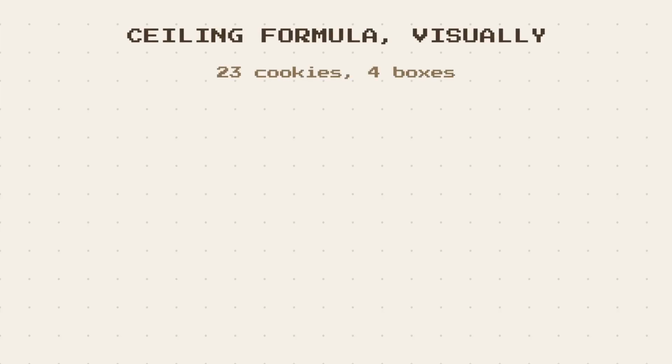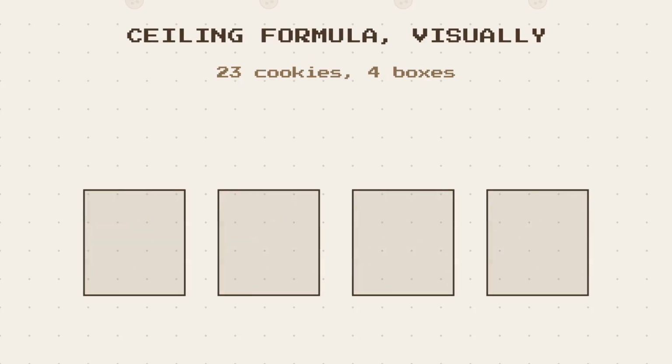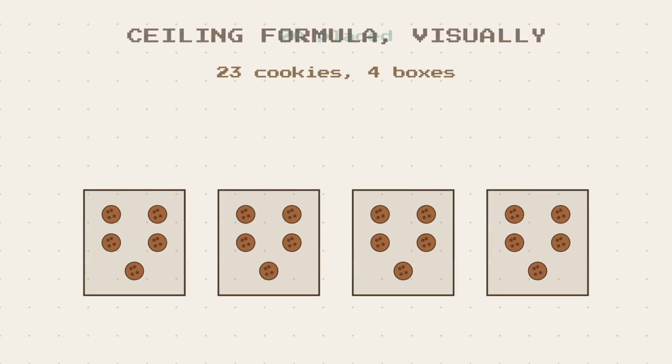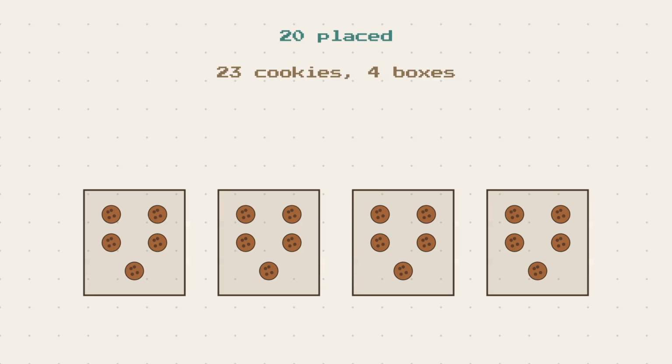Let me show you guys the ceiling formula visually. So let's consider we have 23 cookies and 4 boxes. Let's spread them out evenly. So that's 5 per box, which means 20 are placed. But we have 3 cookies left over.